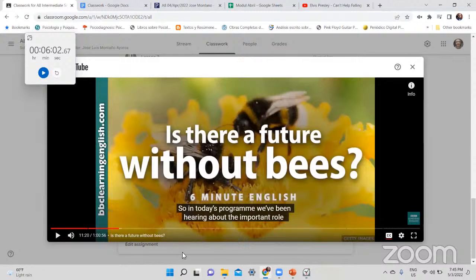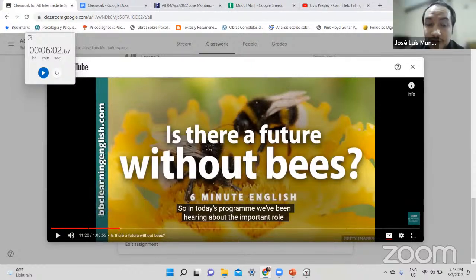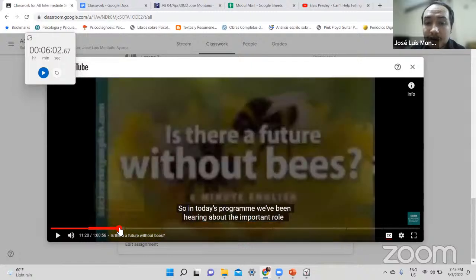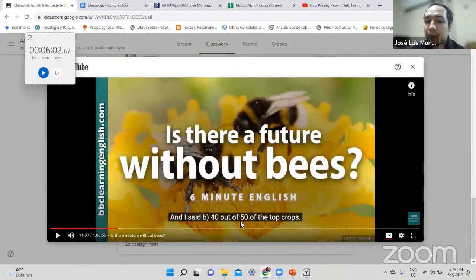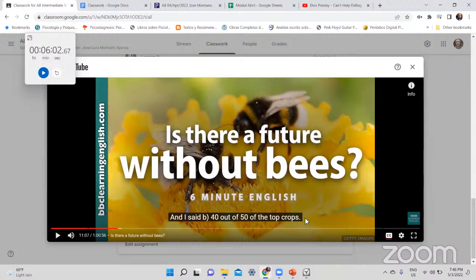I think the only way is insects. Okay, so let's learn this one. And yes, actually, they are going to be the biggest percentage. All right, I'm just going to show you this one. It means that 40 out of 50 of the top crops, the food that you grow, 40 of 50 are pollinated by insects. Okay, so it's a lot of them.